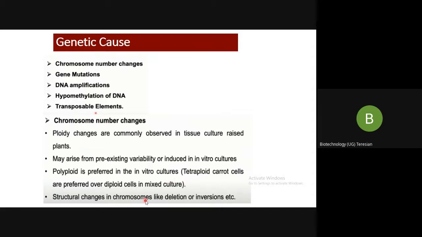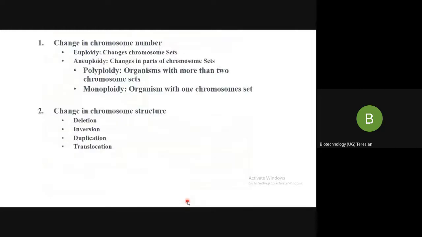Okay, so structural changes in the chromosome, like deletion or inversion. Deletion means a segment of the DNA is deleted. Inversion means a segment of the DNA is inverted, like ABC becomes CBA. Translocation is when a part of one chromosome goes to another chromosome. We will not go into much detail on this, but do remember that it leads to chromosomal variations, because we have already dealt with all this in genetics.